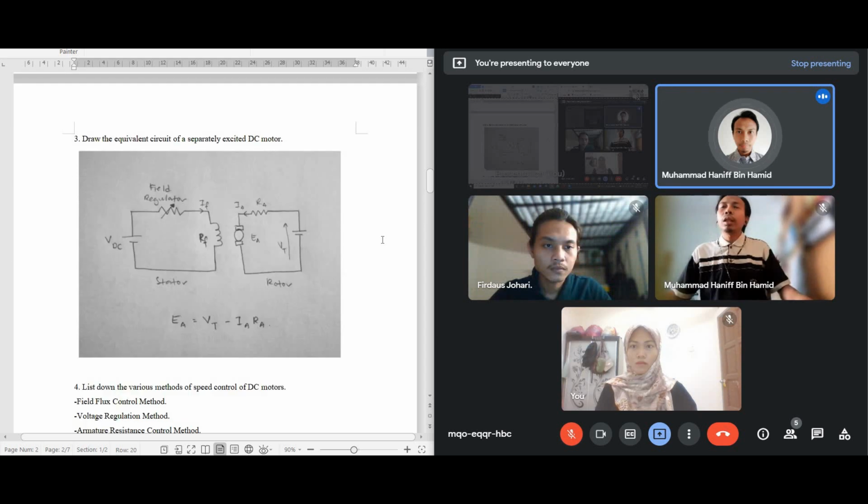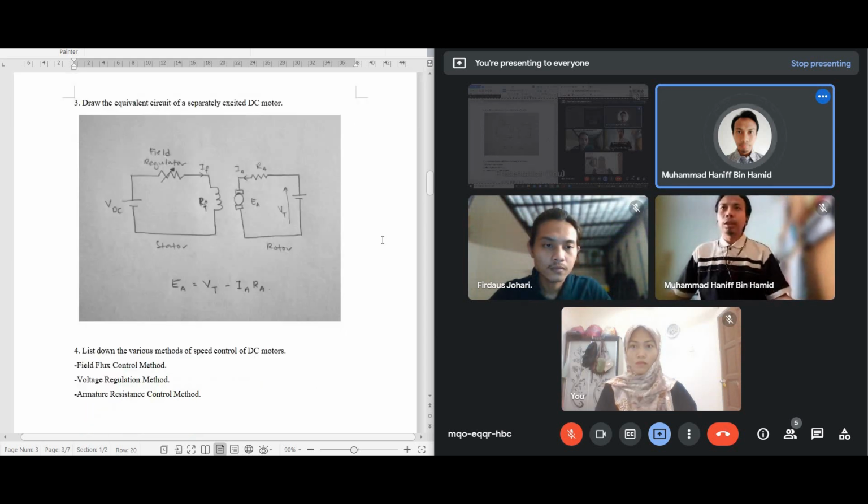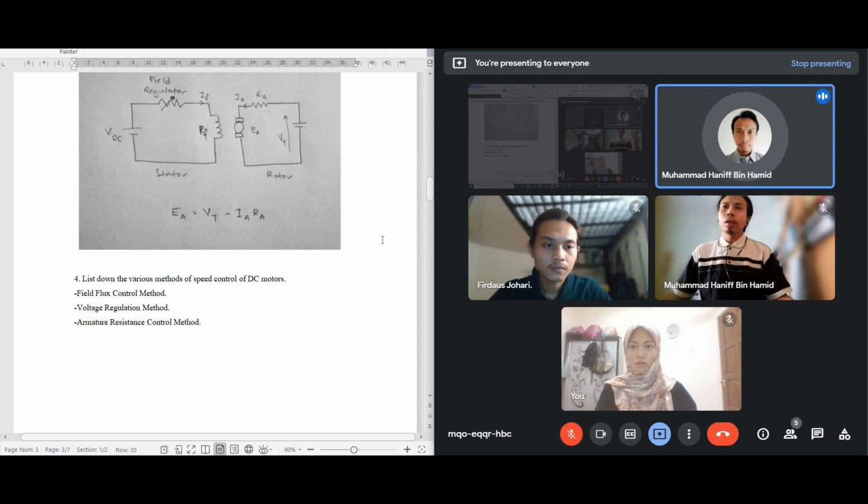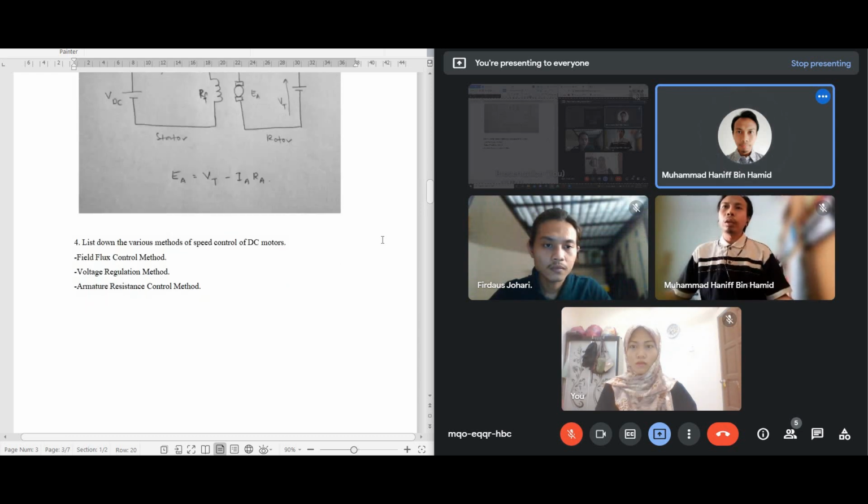Question number 3, draw the equivalent circuit of a separately excited DC motor. So here is the equivalent circuit taken from the textbook. Number 4, list down the various methods of speed control of DC motors. Number 1, field flux control method. Number 2, voltage regulation method. And number 3, armature resistance control method.